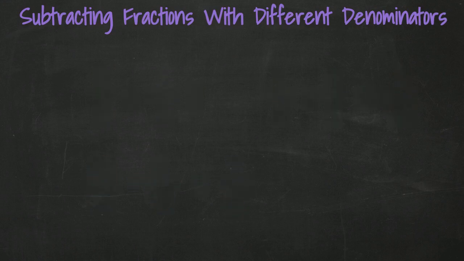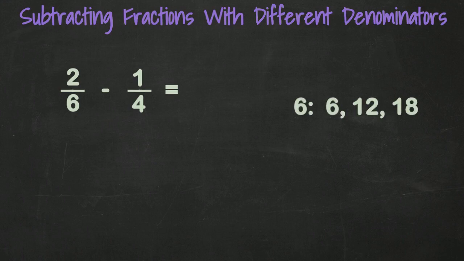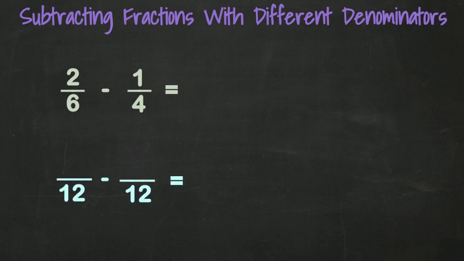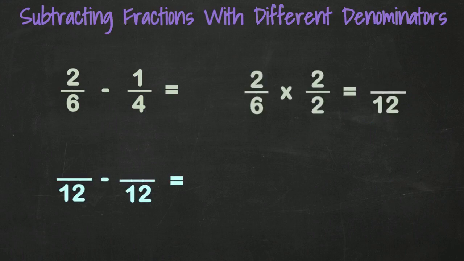Our next fractions, 2 over 6 minus 1 over 4. Let's start looking at our denominators and find the lowest common multiple. The multiples of 6 are 6, 12, and 18. And multiples of 4 are 4, 8, and 12. Looks like 12 is the one we're going to go with. So let's convert both of these to equivalent fractions using the denominator of 12. We convert our first fraction to an equivalent by multiplying the denominator by 2. We then multiply our numerator by 2, and we get 4 over 12.